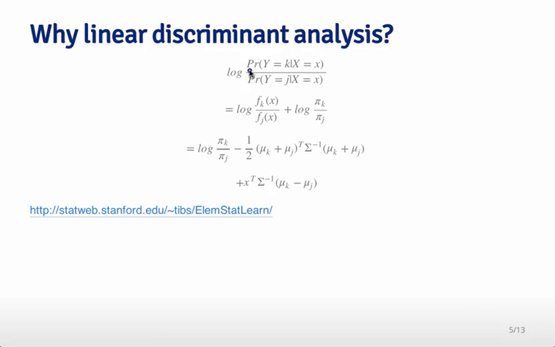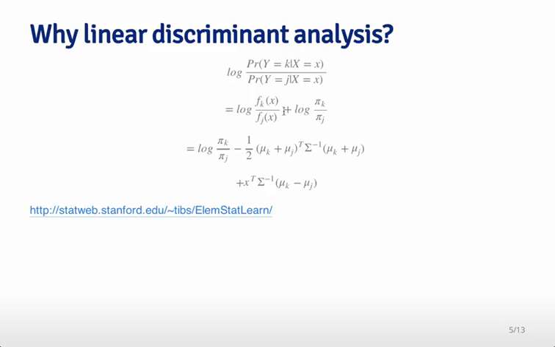Well, if we consider the ratio of the probabilities of two classes, so this is the probability you're in class K, given our predictor variables, divided by the probability you're in class J, given the predictor variables, and we take the log of that quantity. The log is a monotone function, which means that as this ratio increases, so will the log of that ratio.